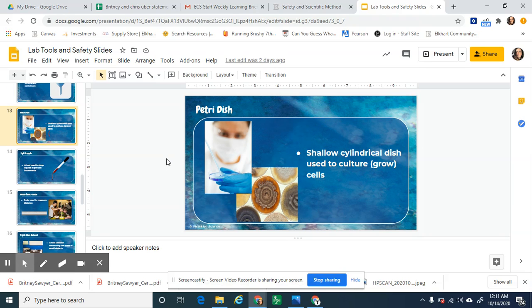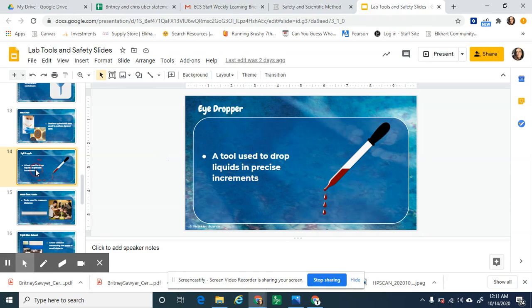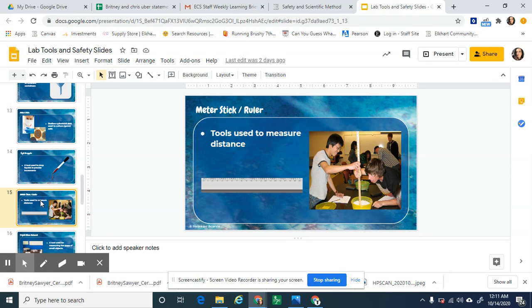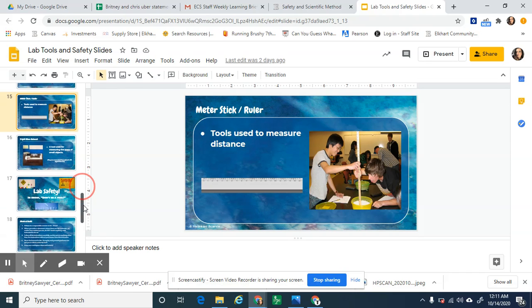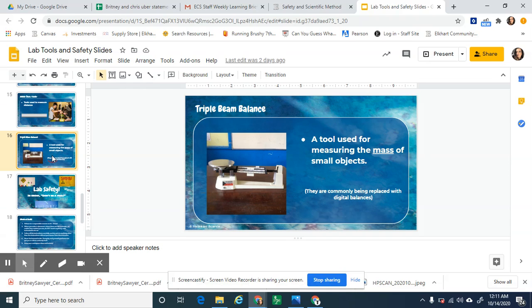A petri dish is a shallow cylindrical dish that is used to grow cells, also known as to culture cells. The eyedropper is a tool to drop liquids in a precise amount of drops. A meter stick and ruler are tools that are used to measure distance. A triple beam balance is a tool used for measuring the mass of small objects.